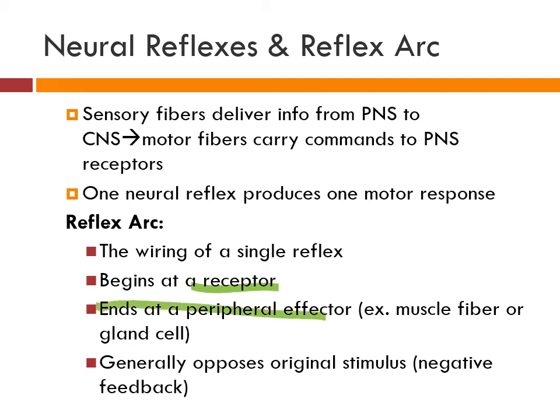and the motor command is going to end at a peripheral effector. So that effector could be a muscle fiber, like I touched a hot stove, I need to contract my muscles to pull my hand off that hot stove. Or it could be a gland saying we need to secrete something. In general, reflex arcs are negative feedback, so they oppose the original stimulus. So something happens and we want it to unhappen, so we're going to oppose that with the reflex arc.